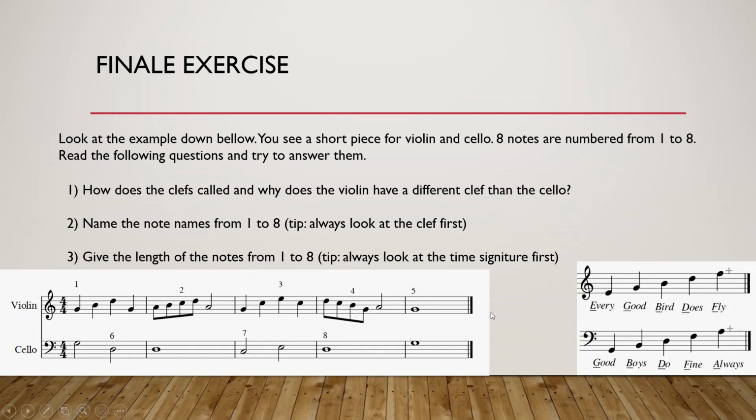Now lastly of all, give the length of the notes from 1 to 8. And always look for the time signature first. So what time signature are we in? We are in 4/4. What did 4/4 mean? The bottom number 4 means a fourth note is 1 beat, and there are 4 beats in 1 bar. So the quarter note is 1 beat. And the quarter note, that was this note, right? Because we have a whole note, and then we add a stick, half note, and we make it black, quarter note. So 1 is a quarter note, meaning it is 1 beat.